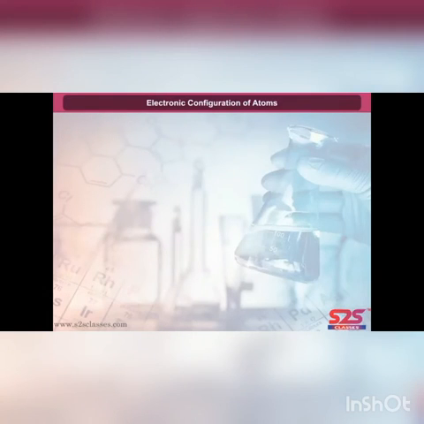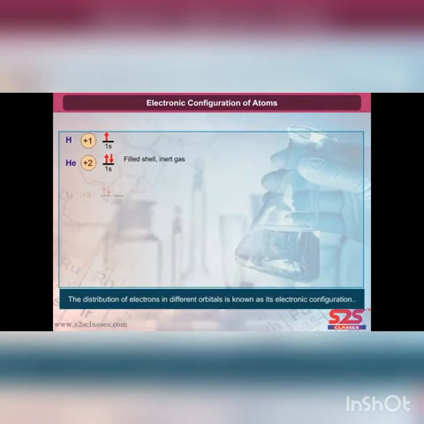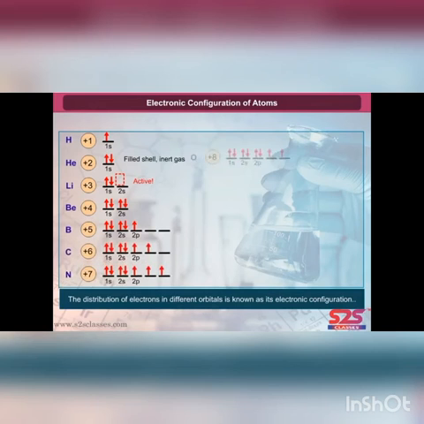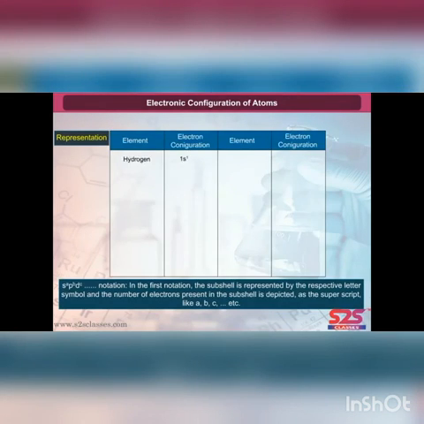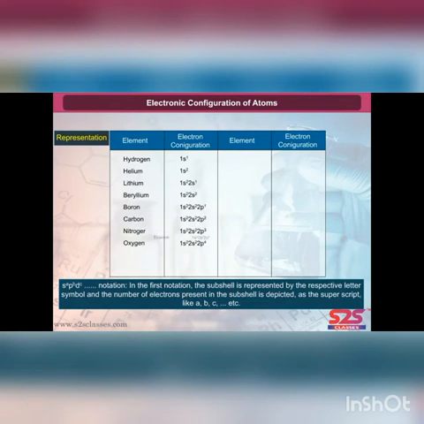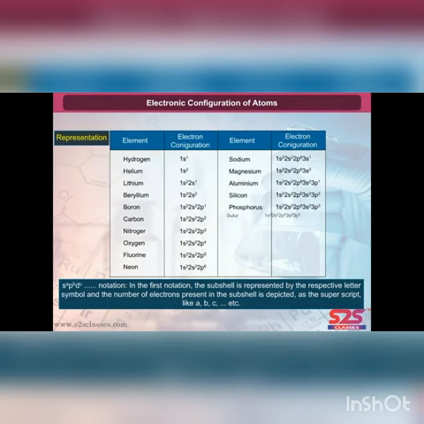Electronic configuration of atoms. The distribution of electrons in different orbitals is known as its electronic configuration. This can be represented in 2 ways: s^a, p^b, d^c, and so on notation. In the first notation, the subshell is represented by the respective letter symbol, and the number of electrons present in the subshell is depicted as the superscript, like a, b, c, etc.